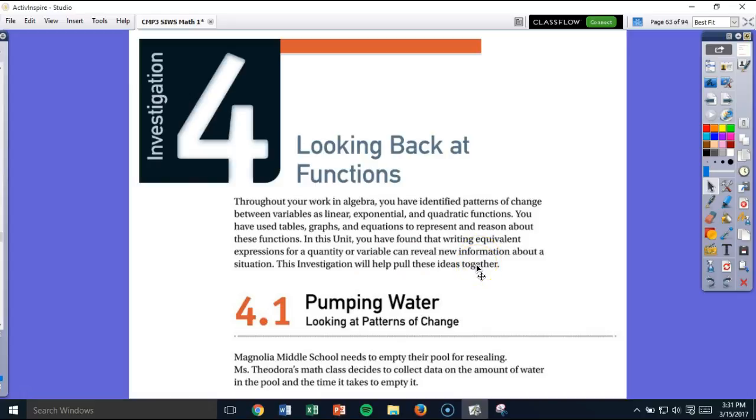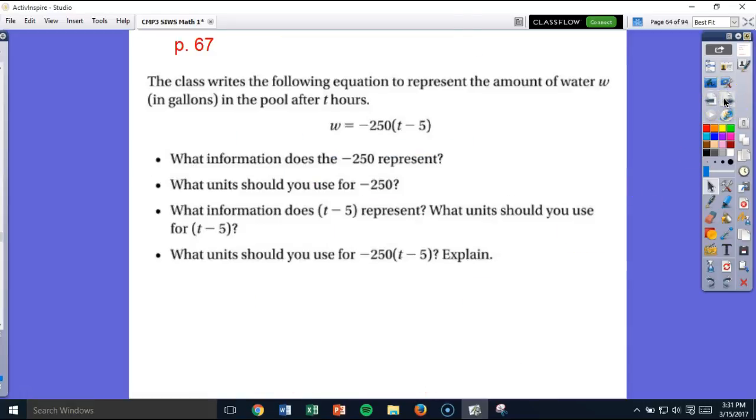So we're going to visit back to a problem we did when we were linear. I think it was thinking with mathematical models of pumping water and looking at patterns of change. It says Magnolia Middle School needs to empty their pool for resealing. Ms. Theodora's math class decides to collect data on the amount of water in the pool and the time it takes to empty it. Well, the class goes ahead and they come up with this equation, and it says W for water in gallons and T for how many hours the pool has been draining. And then it asks you some questions.